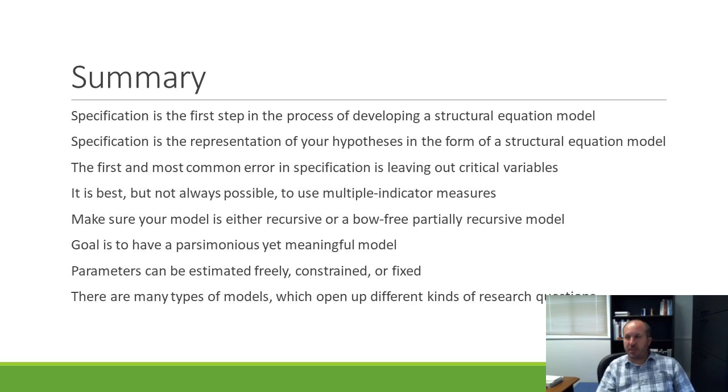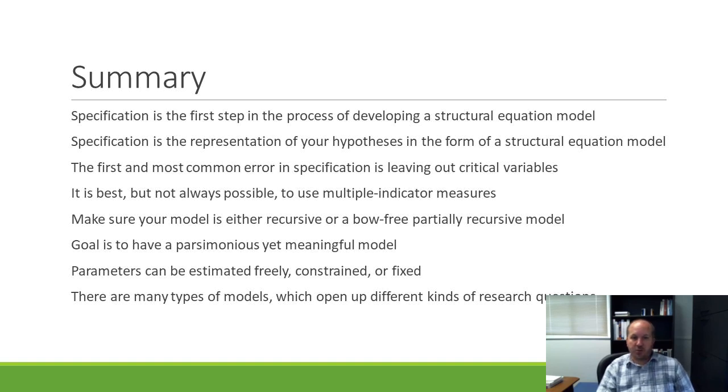So in summary, specification is the first step in the process of developing a structural equation model. Specification is the representation of your hypotheses in the form of a structural equation model, and the first and most common error in specification is leaving out critical variables. Specification is that very first part, where you can start drawing out your model and develop your hypotheses by indicating which arrows go where and in what sequence the variables go. You want to make sure you have the important players, not only the variables you're most interested in, but the others that other researchers have identified as critical key variables in this research domain.